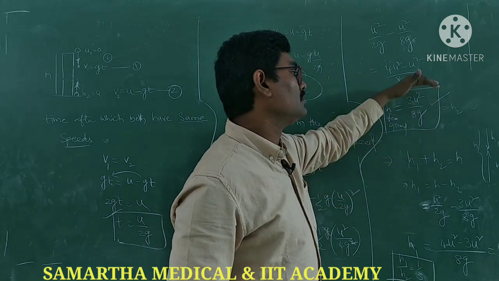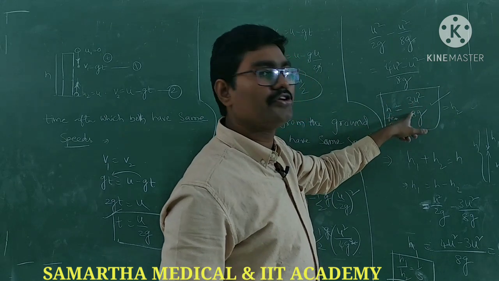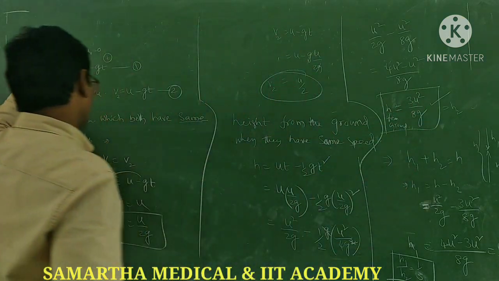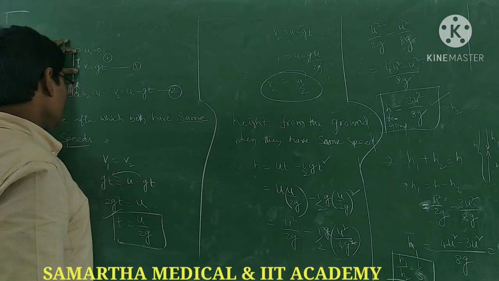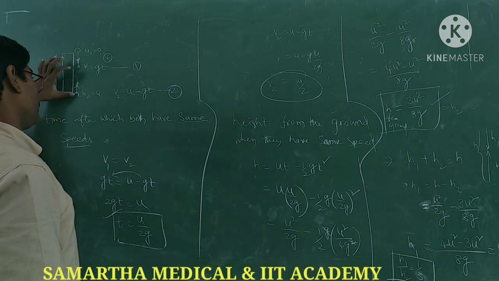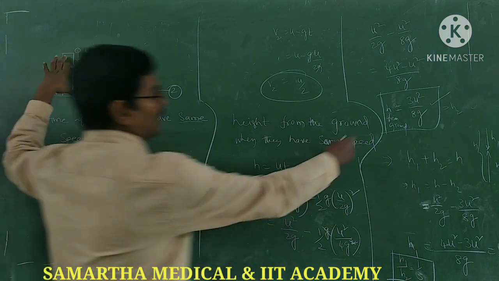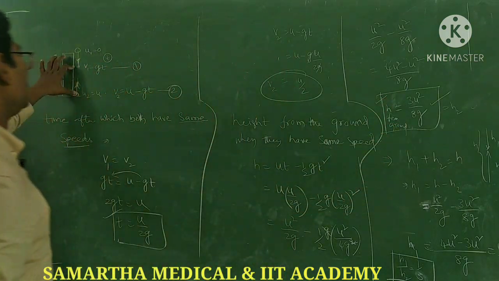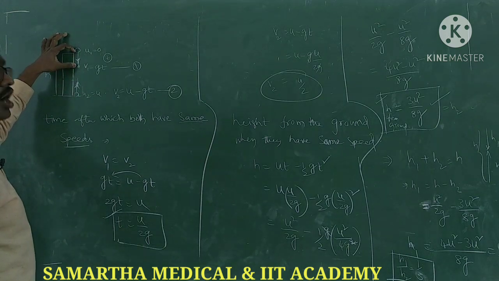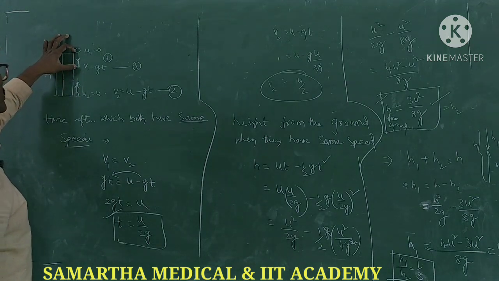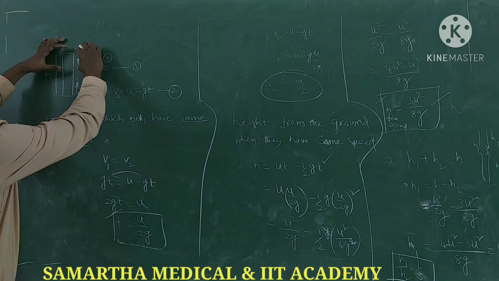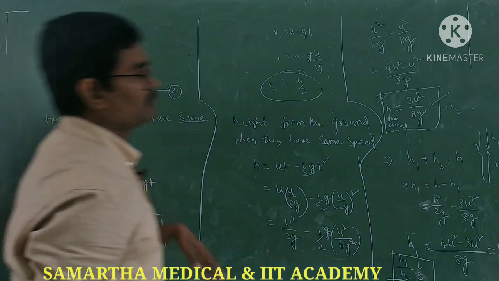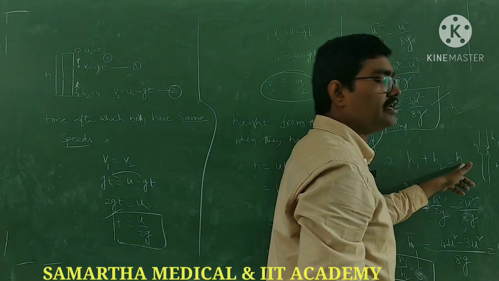H2 means from the ground, they are at a height of 3u square by 8g. So next, I need to calculate from the top the distance covered by the freely falling body. This body meets at a height of 3u square by 8g from the ground. That is what I need to calculate. So h2 plus h1 together is equal to the height of the tower. Height of the tower, h1 plus h2 is equal to h.